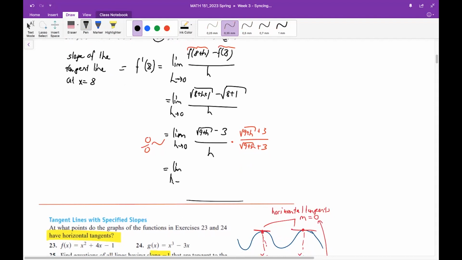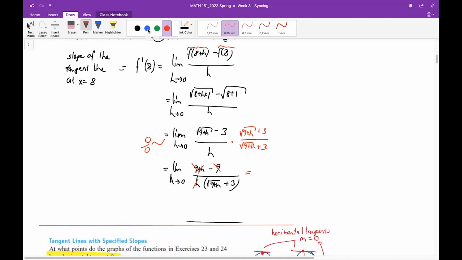Limit as h goes to 0. This is in the form of a minus b, times a plus b now. So a square minus b square, and then I will write the whole thing at the denominator to here. You see we start having simplifications. The h's are gone. So I think we are ready to compute the result. What is it? We have just one at the numerator, and at the denominator we are assigning h to 0. So square root of 9 plus 3. So the result is 1/6.